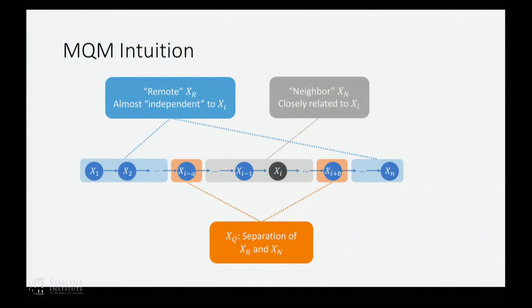Because the correlations between xi and x neighbor, and x remote, are of different levels, we're going to try to hide the potential information leak in these two sets using two different ways. So for x remote, what we're going to do is to use a small correction factor to hide the potential information leak. And for the neighbor nodes, we are going to take a conservative view by treating them as if they are completely correlated with xi, just similar to group differential privacy.